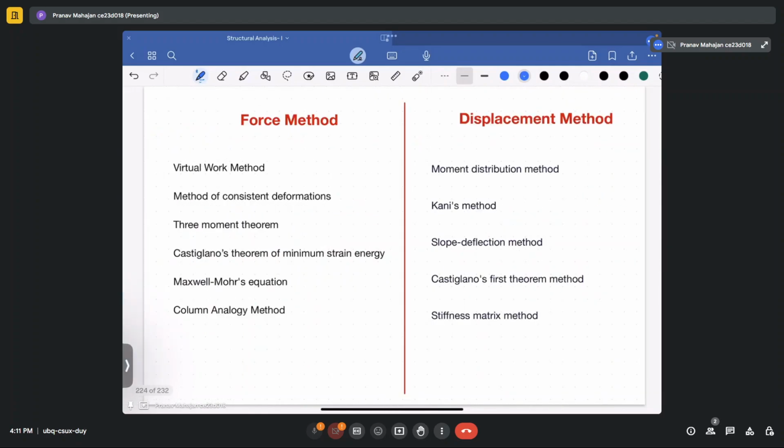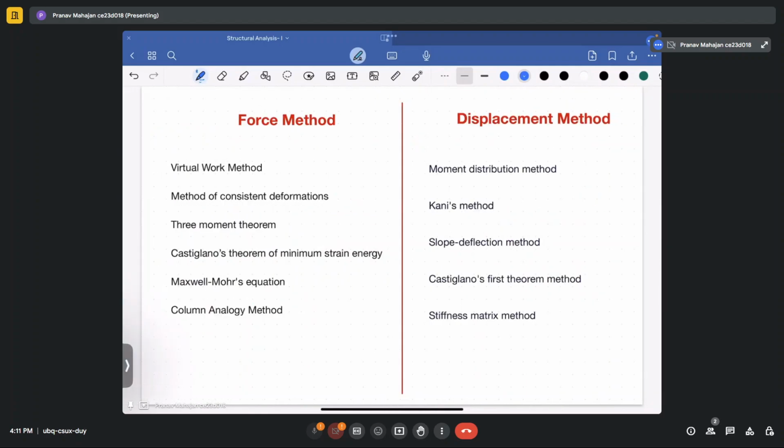Okay. Talking about what we have covered till now, we have covered force methods, and in the coming weeks we will cover displacement methods also. We should know which method comes under the displacement method and which under the force method.